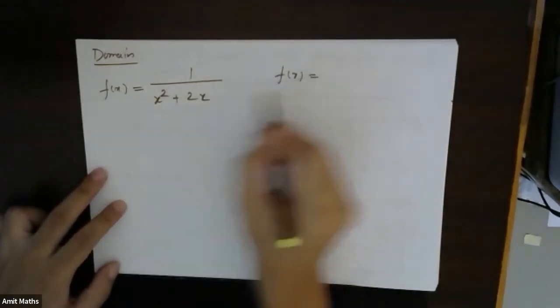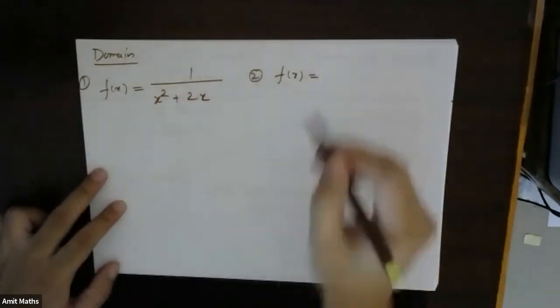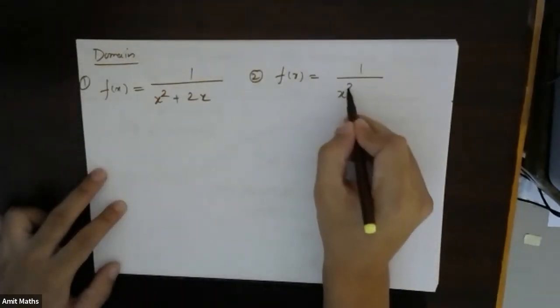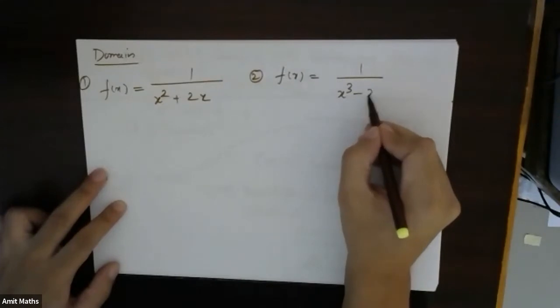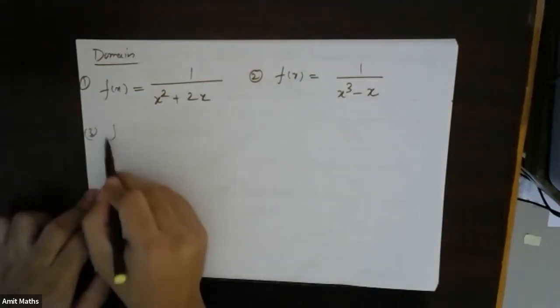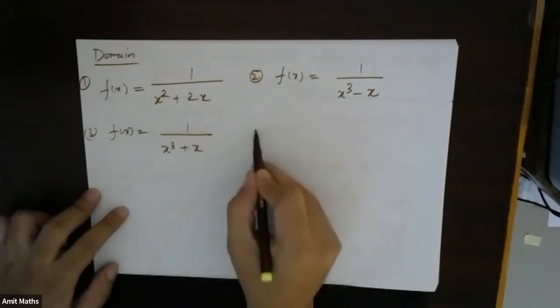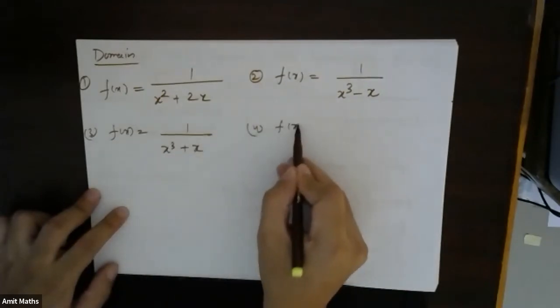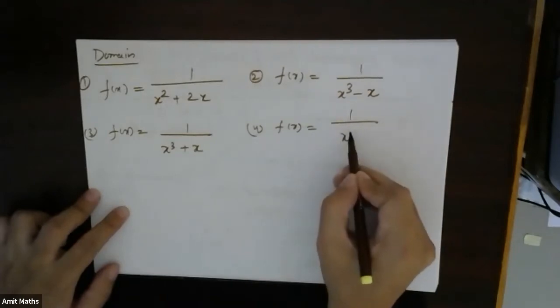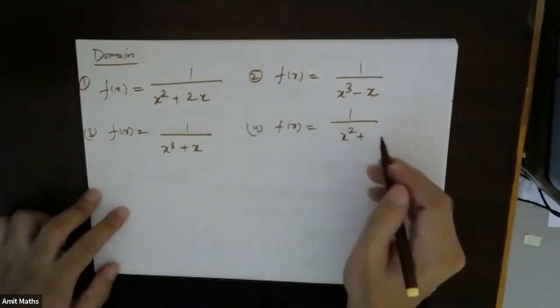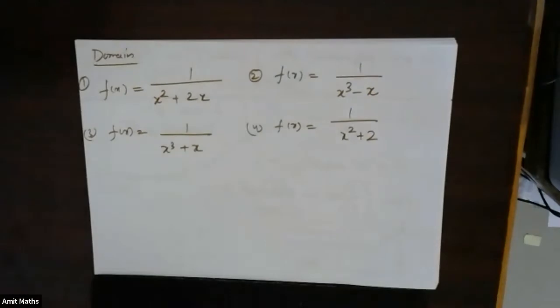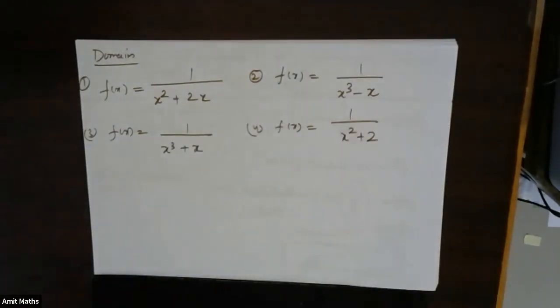f(x) is equal to... this is first question, this is second question. f(x) is equal to 1 by x cube minus x. Third is f(x) is equal to 1 by x cube plus x, and fourth is f(x) is equal to 1 by x square plus 2. Okay, first for these four functions, try to find out the domain of this function.